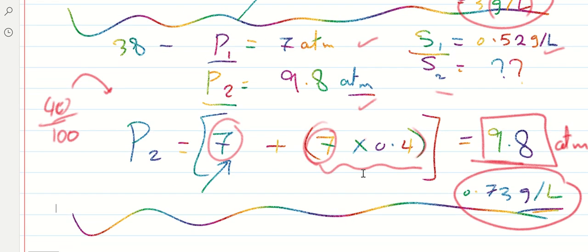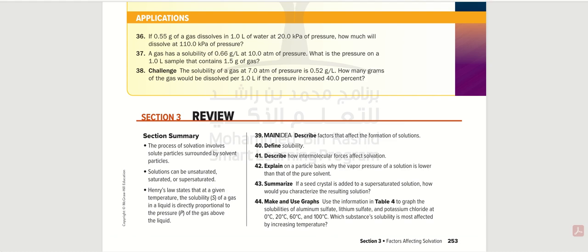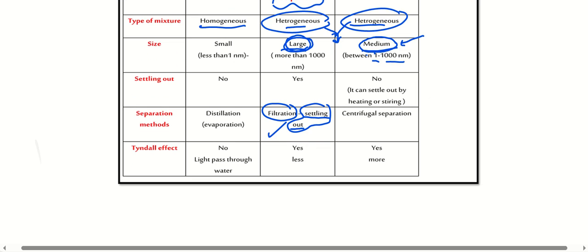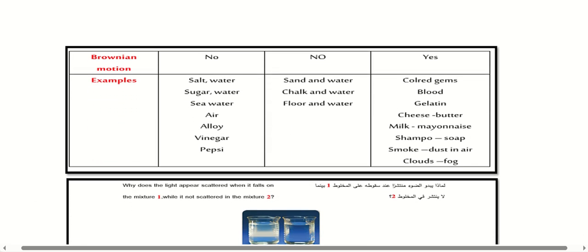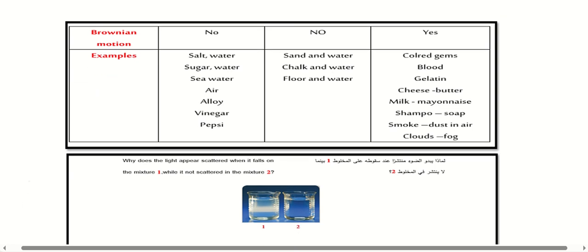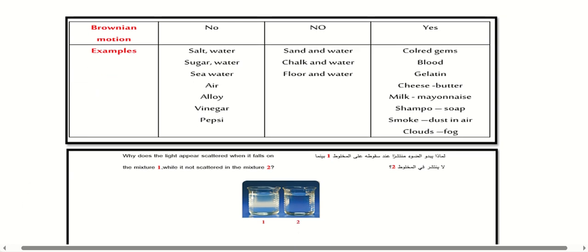Okay, thank you very much. Now we have finished the 3 units, but stay with me, don't go anywhere. I want to answer with you some of the previous exam questions, okay? Of course, here are some examples. You can pause the video and see some examples of solution. The first row is solution, the second row is suspension, and the third row is colloid. You can pause the video and see the examples.